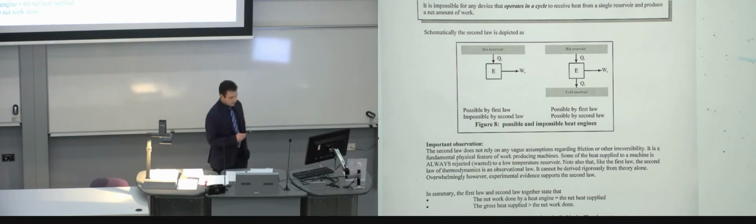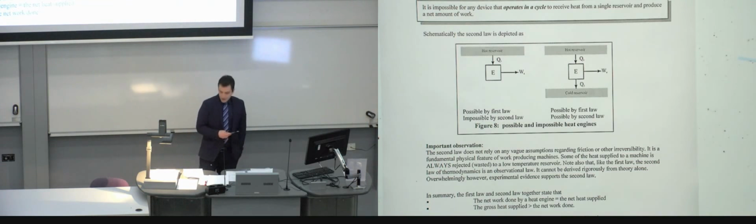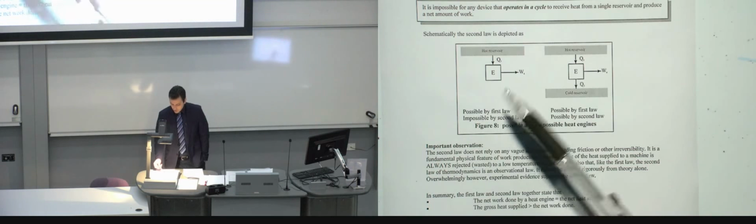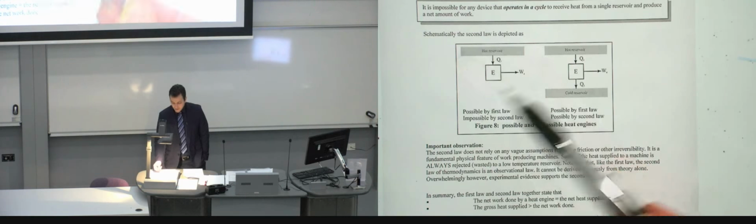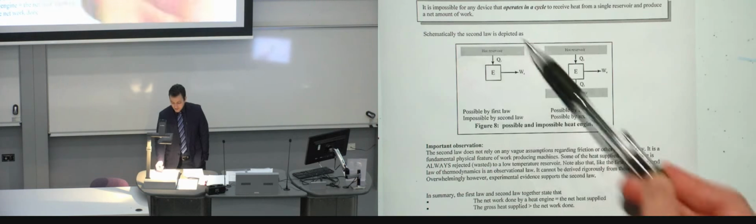Obviously we know that this satisfies the first law, because there's a balance between Q1 and W, and that satisfies the first law. But do you know why that sort of system cannot work? Can you think of any example?